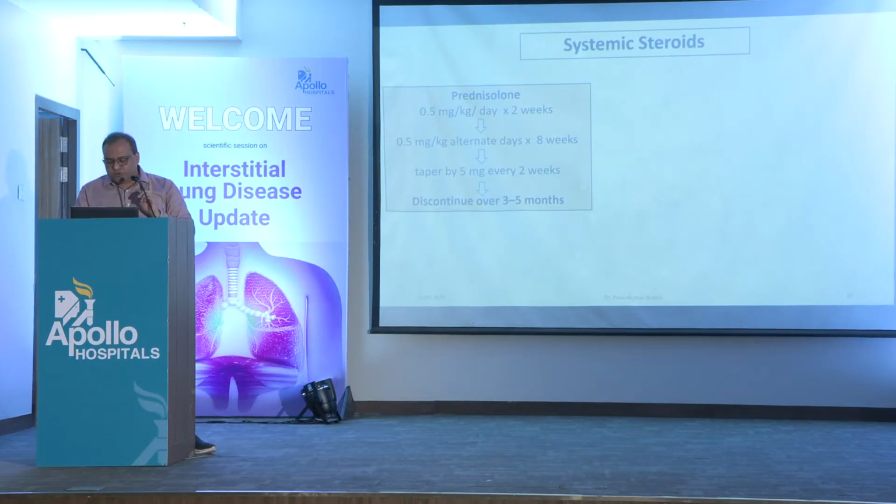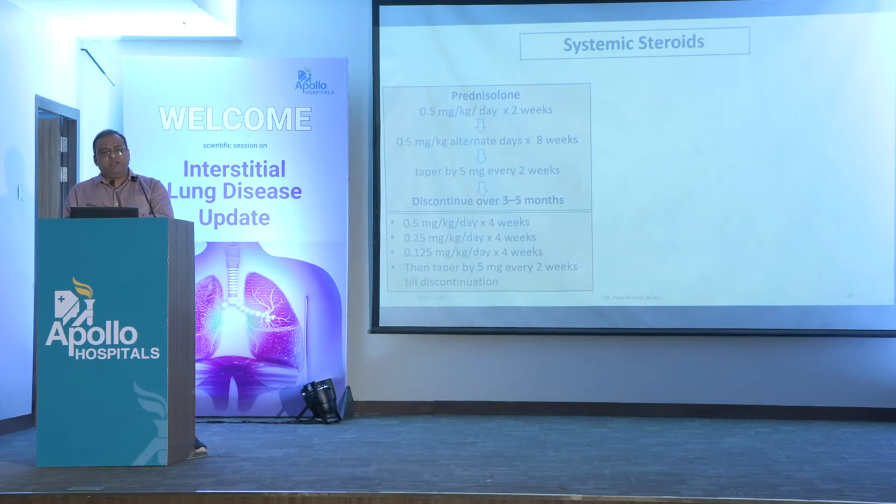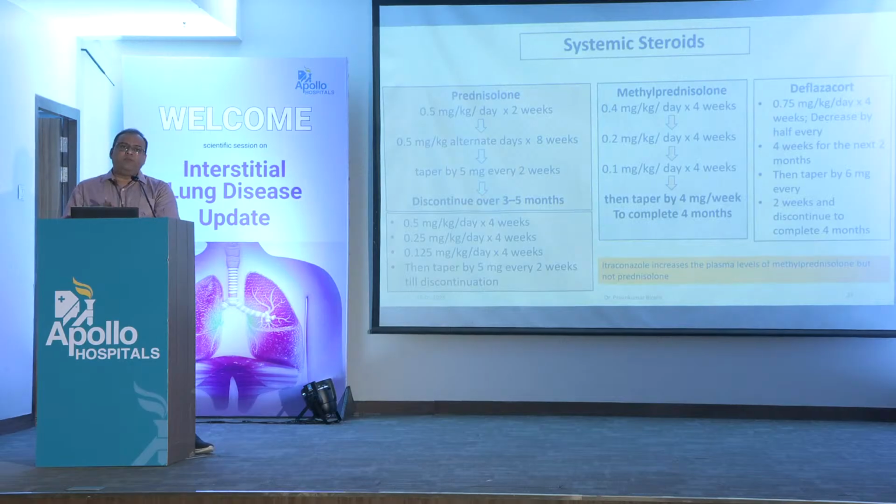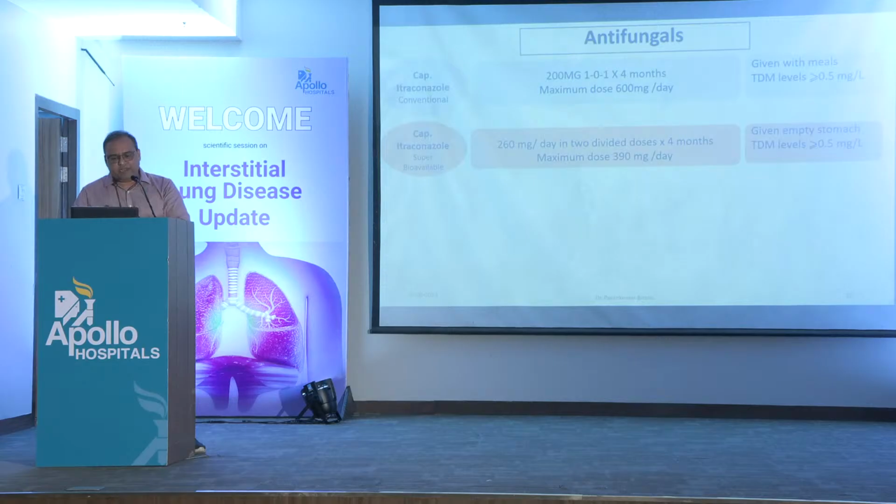Various regimens have been proposed. What I personally use is 4 weeks of therapy with 0.5 milligram per kg per day, and then you reduce the dose to half for another 1 month, then further reduction to half in another 1 month, and after 3 months of therapy, start tapering the dose. Simultaneously, you look for the side effects of the steroids, sugars, osteoporosis, other things that have to be managed simultaneously. Methylprednisolone or Defcort has been used. When you are using methylprednisolone, remember that antifungal use simultaneously will increase the exposure to methylprednisolone. So you may have to reduce the dose of methylprednisolone when you are using antifungals simultaneously.